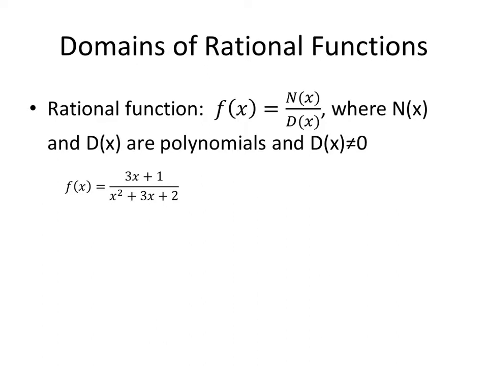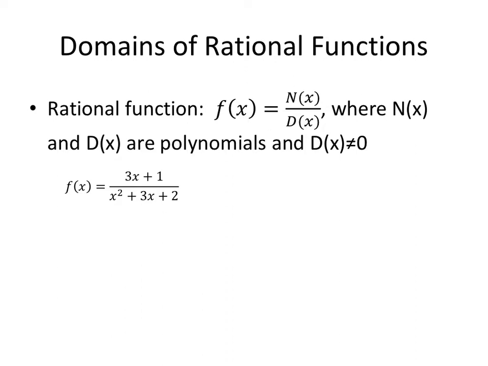So let's talk about domains of rational functions. Rational functions, if you recall, happen when you have a numerator polynomial divided by a denominator polynomial with that denominator polynomial not equal to 0. So anything that is a factor of that denominator polynomial that could make it equal to 0 is going to be something that we have to consider, that it's not in the domain of this overall function.